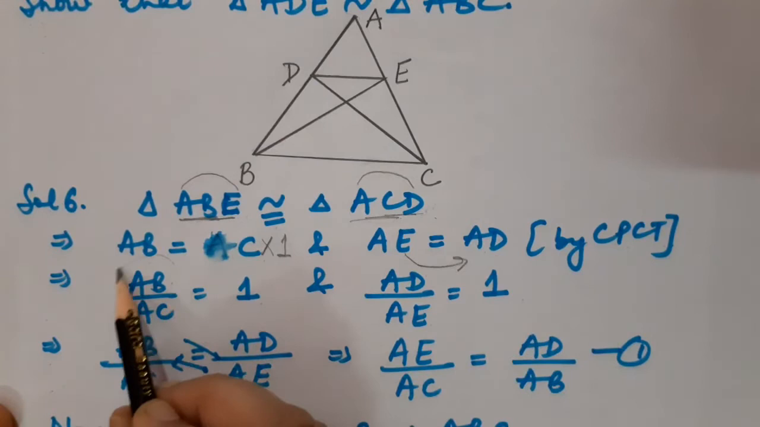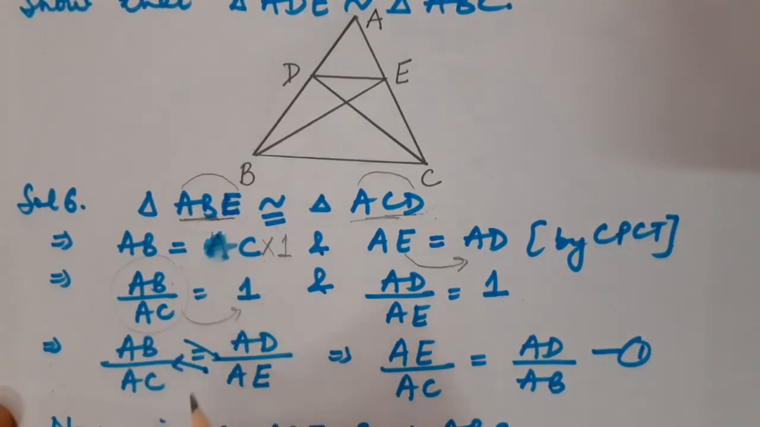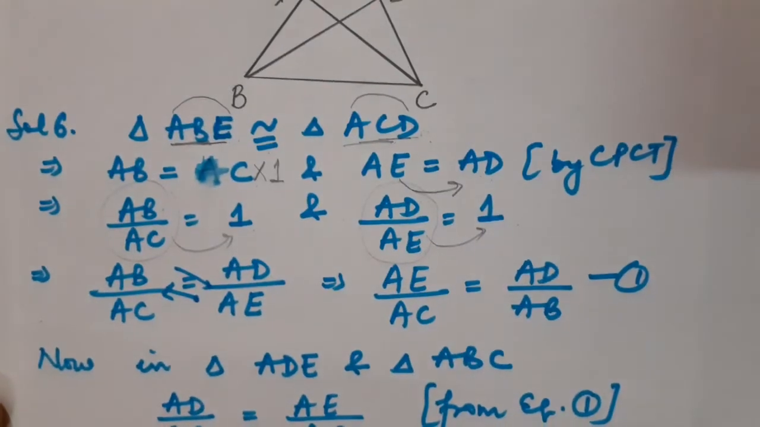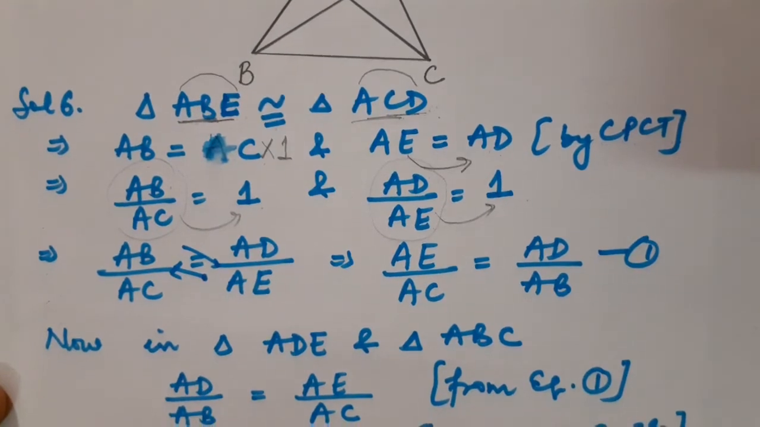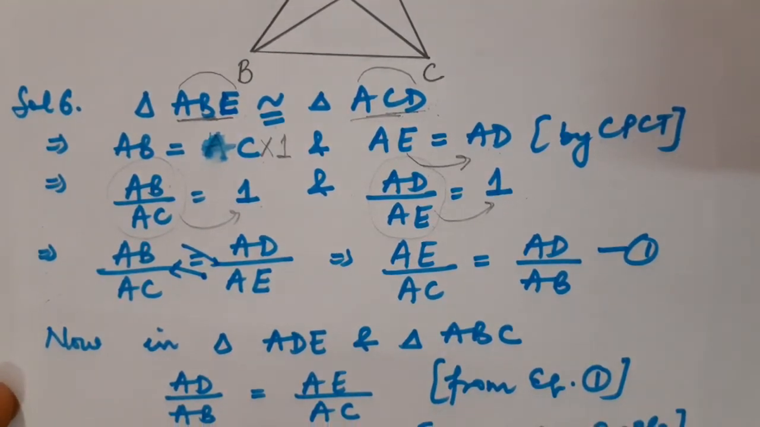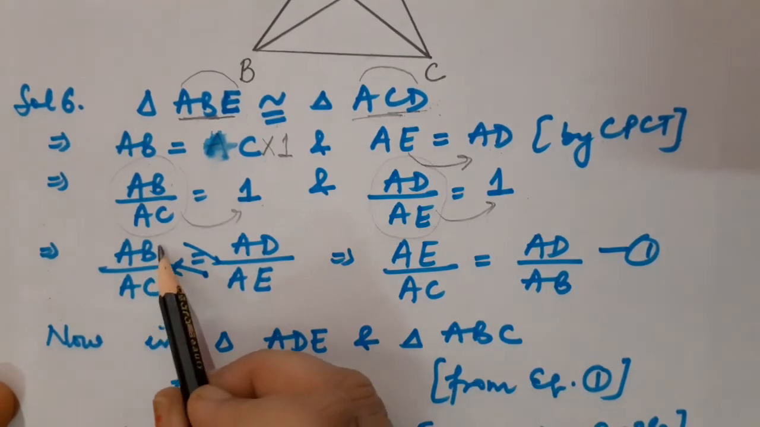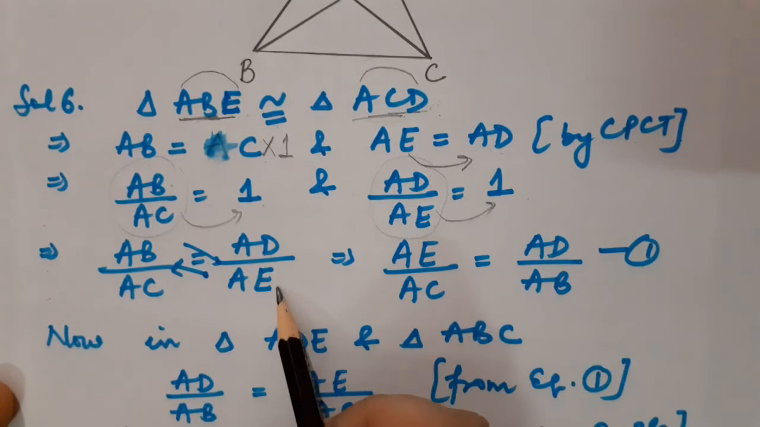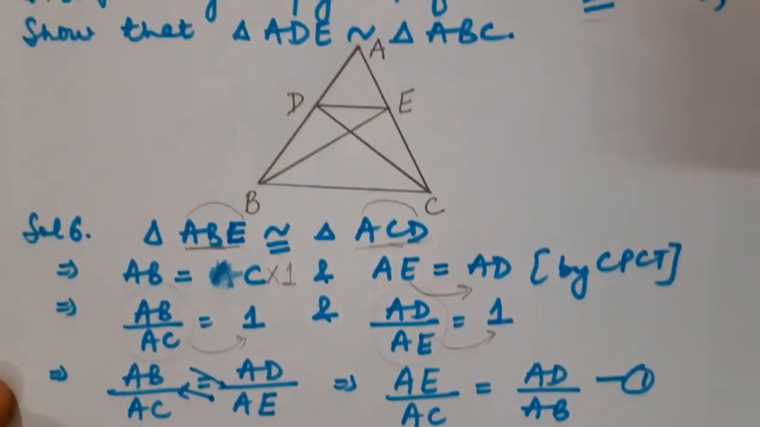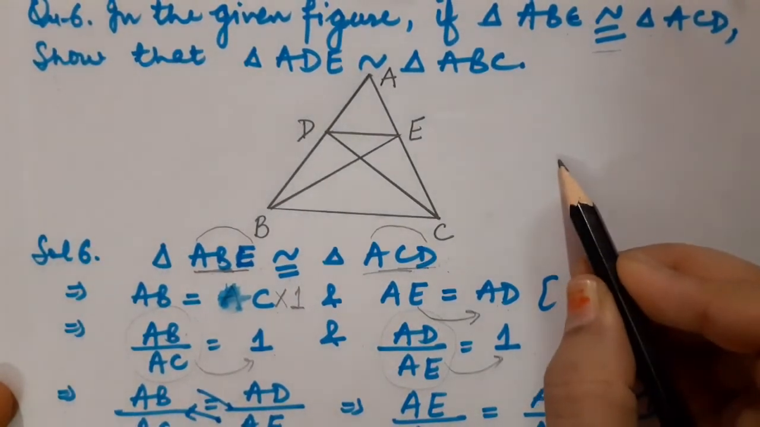Now children, AB upon AC is also equal to 1 and AD upon AE is also equal to 1. As both the expressions are equal to 1, we can say that both of these expressions are equal to each other. Got it? So AB upon AC is equal to AD upon AE. Clear?